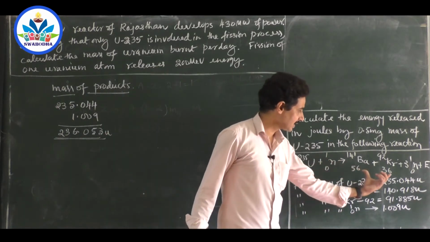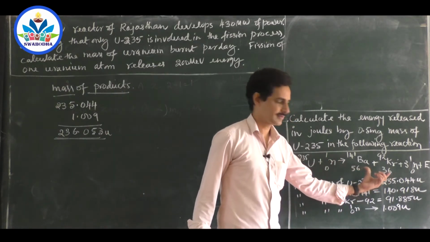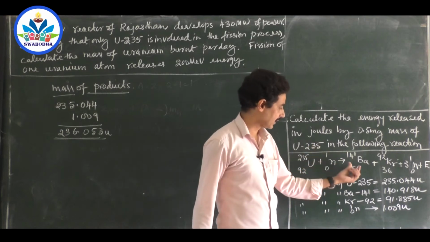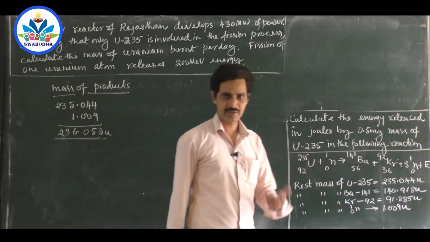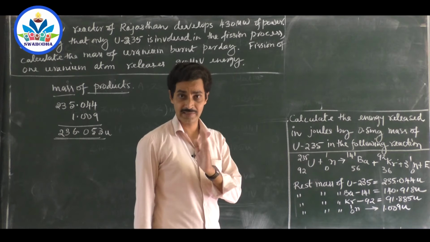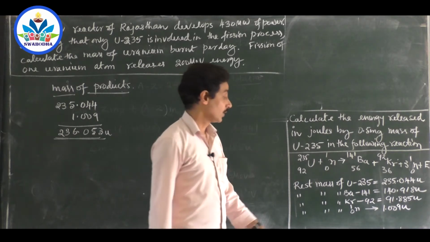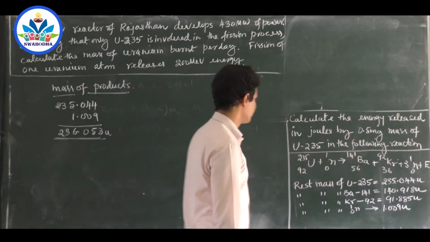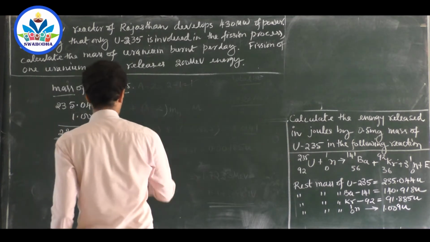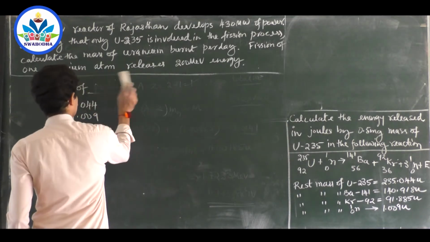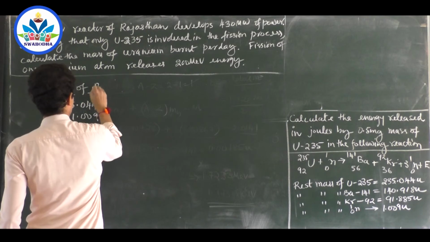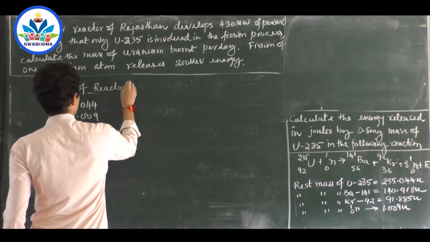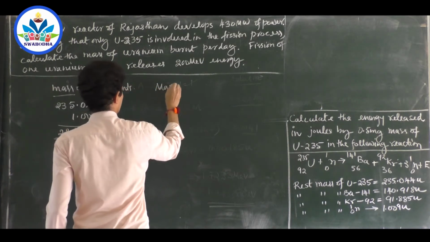But will it yield the same mass after it becomes products? That means, after uranium gets converted into barium and krypton, will the mass be the same? No, it will be less, because some mass is lost in the form of energy. So how much mass is lost? We calculated the mass of reactants. This is the mass of reactants. Mass of products now.